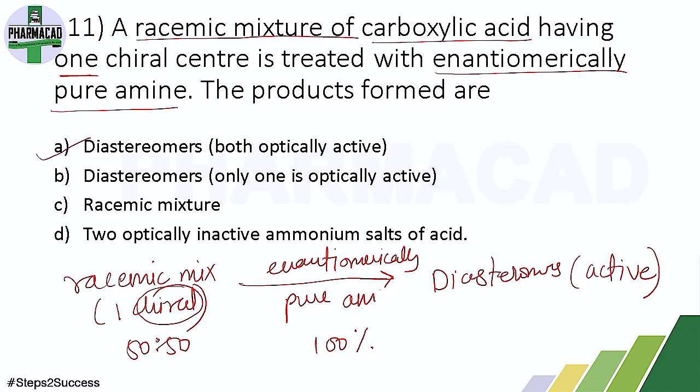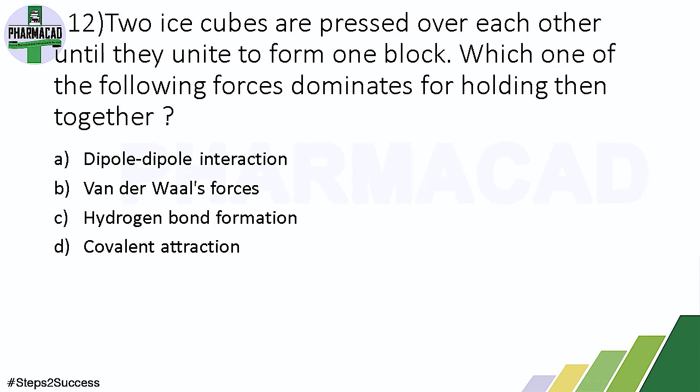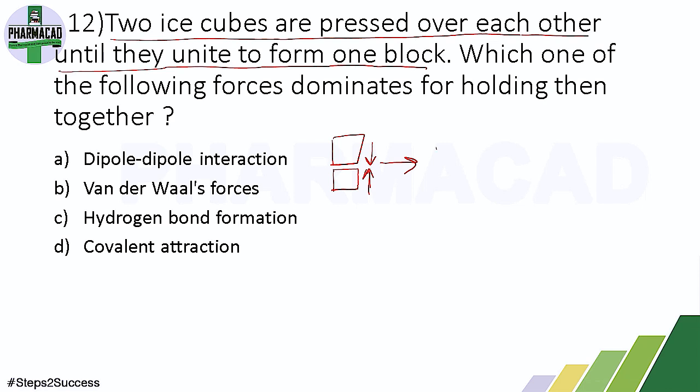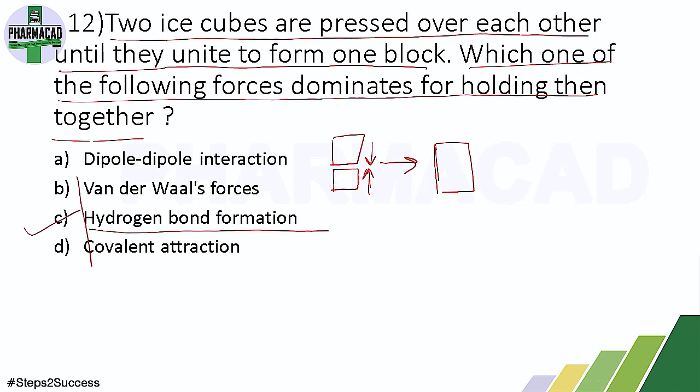Next question. Two ice cubes are pressed over each other until they unite to form one block. Which one of the following forces dominates for holding them together? So for holding them together, out of these four, the hydrogen bond formation dominates for holding them with each other. So the answer is option C.